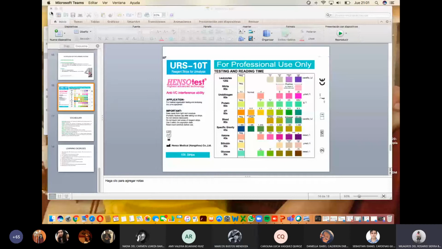Another common cause, for example, is kidney stones. So sometimes you have some blood in the urine. It can also be related to infections, but also to kidney stones, and like Marcos says, to polycystic kidney disease. And then ketones in the blood.